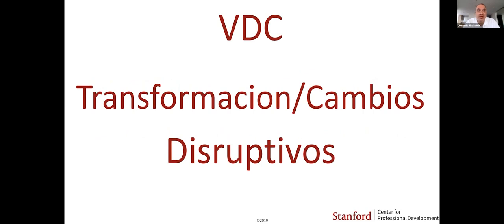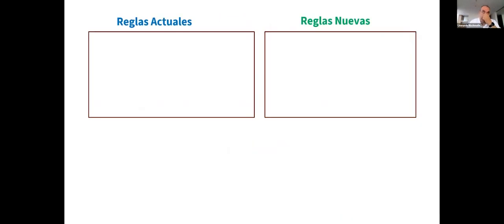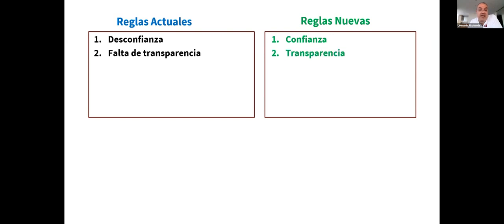Entonces, aplicar VDC quiere decir muchas veces realizar cambios tan grandes que fundamentalmente cambiamos las reglas con las cuales diseñamos y construimos nuestros proyectos. Y pasamos de un ambiente de desconfianza a un trabajo de confianza, de un ambiente de falta de transparencia a mucha transparencia, de un entorno en donde todos están pensando cómo transferirle el riesgo al otro, el cliente al constructor, el constructor al cliente, el constructor al subcontratista, y así los unos contra los otros, a un ambiente en donde se comparten los riesgos.